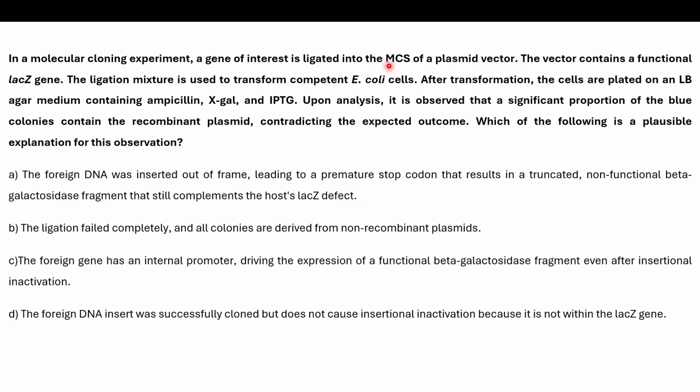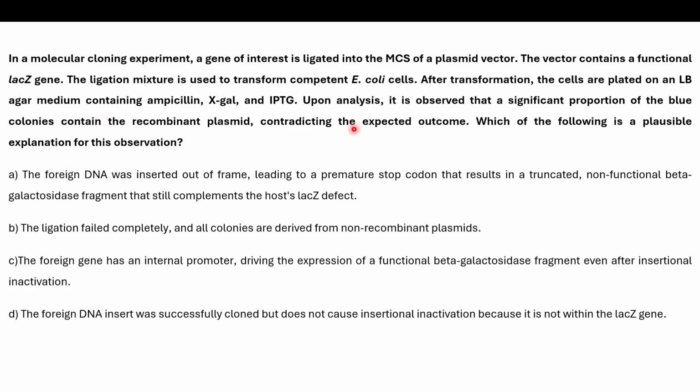Now, in a molecular cloning experiment, a gene of interest is ligated into the MCS, the multiple cloning site, of a plasmid vector. The vector contains a functional lacZ gene. The ligation mixture is used to transform competent E. coli cells. After transformation, the cells are plated on an LB-agar medium containing ampicillin, X-gal, the substrate of beta-galactosidase, and IPTG.